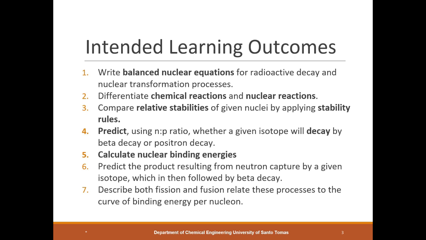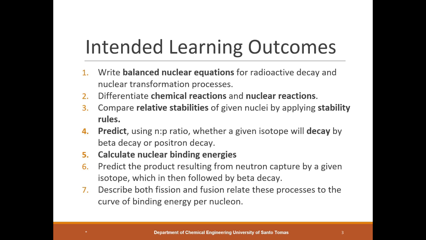For module 4.3, we have the following intended learning outcomes. First, we are to write balanced nuclear equations for radioactive decay and nuclear transformation processes. 2. We are to differentiate chemical reactions from nuclear reactions. 3. We are to compare relative stabilities of given nuclei by applying stability rules. 4. We are to predict using the N/P ratio whether a given isotope will decay by beta decay or positron decay. 5. We are to calculate the nuclear binding energies.